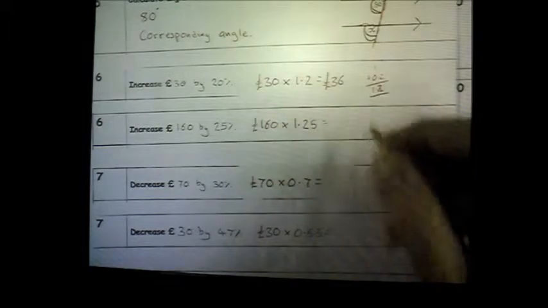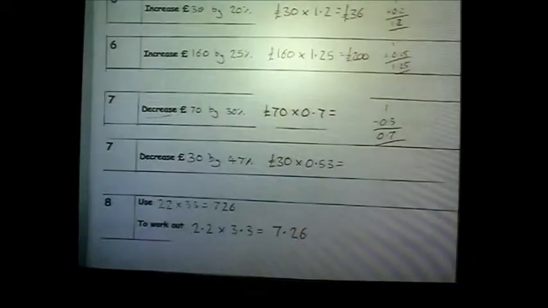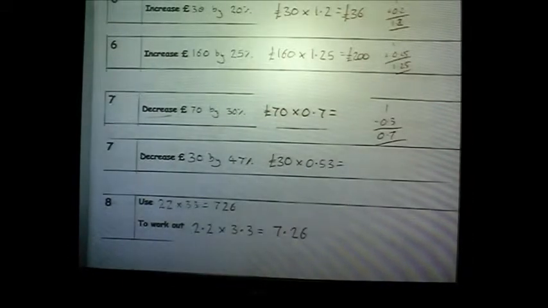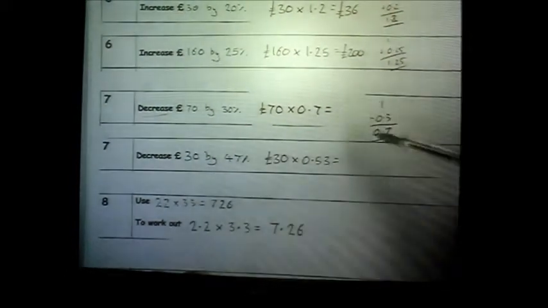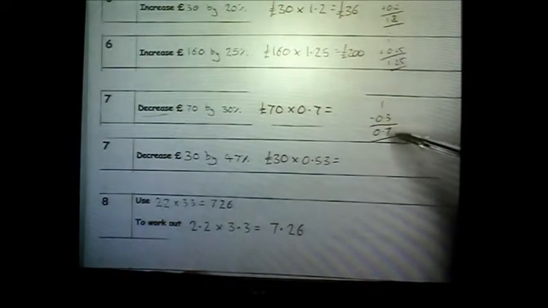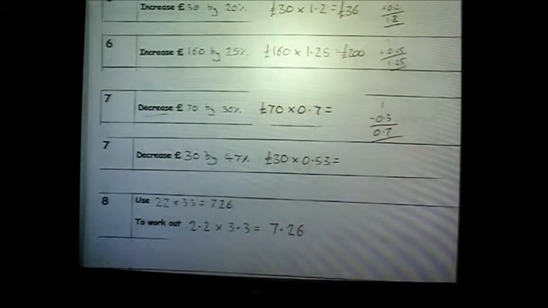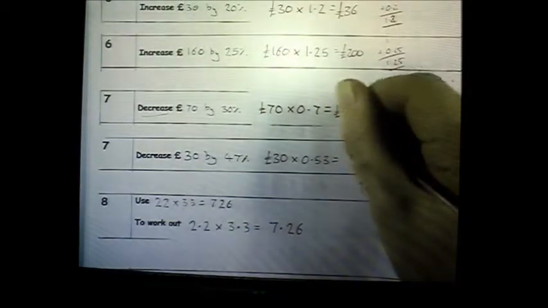Same for the next one. Increase by 25%, well, that's 0.25. So 1 add 0.25. Okay, question 7. It's similar stuff, but it's decreased this time. 30% as a decimal is 0.3. So because we're decreasing, it's 1 take away 0.3, which is 0.7. So you do 70 times 0.7, and that gives you £49 for that one.